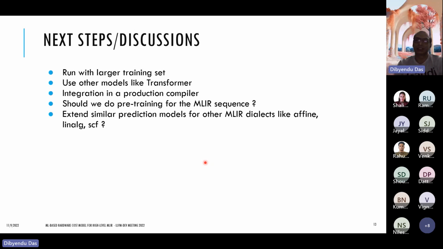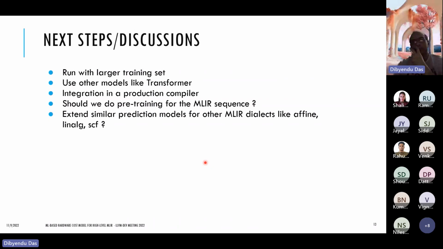Integrating into the production compiler: this is still a POC in the sense that we are trying to integrate with our Fuser system. Part of it is already done, and then we'll see how it all goes. And as Venkat and others are pointing out, we should consider pre-training for the MLIR sequence and getting the vector representation, rather than doing an end-to-end approach like self-supervised. Maybe we'll see later once we have a better handle on things.